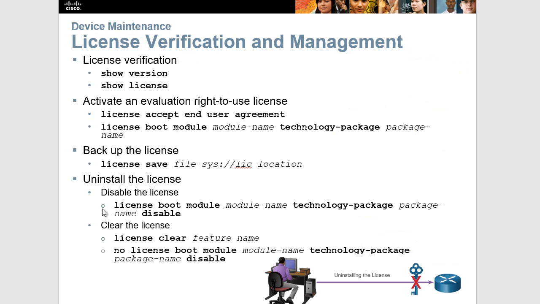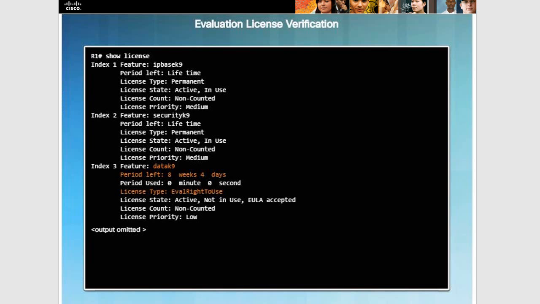So, license verification and management. You've got a show version, which is going to show you the version that you're on, and some information that will show you which licenses are activated. You've got a show license that's going to look like this. It will show you the time you have left and the state that these licenses are in, so you can see which licenses are activated there as well.